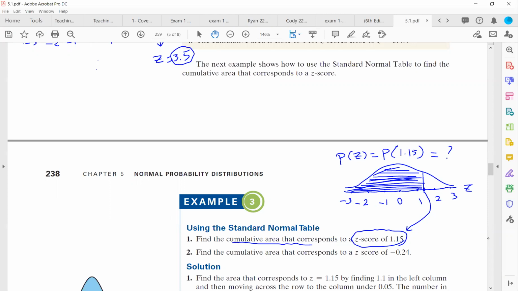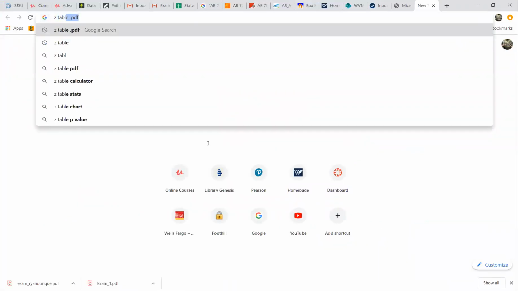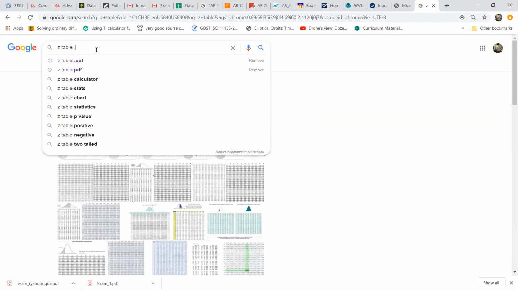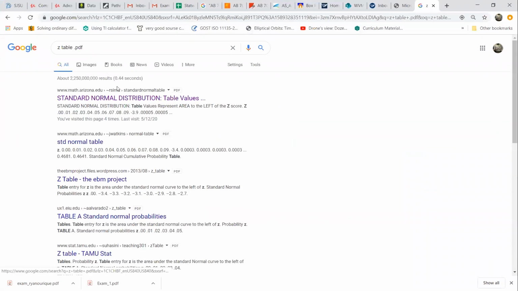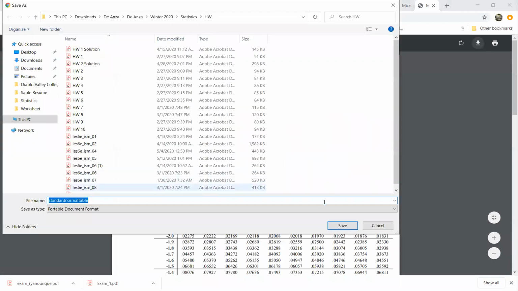What is this? Let me show you how to find the probability using the z table. So first of all, you can Google z table. Let me open a browser and share it with you. In any browser, just write z table. You can write z table PDF, so you can download that and keep it for yourself. The first one is good. So let me download this PDF file.